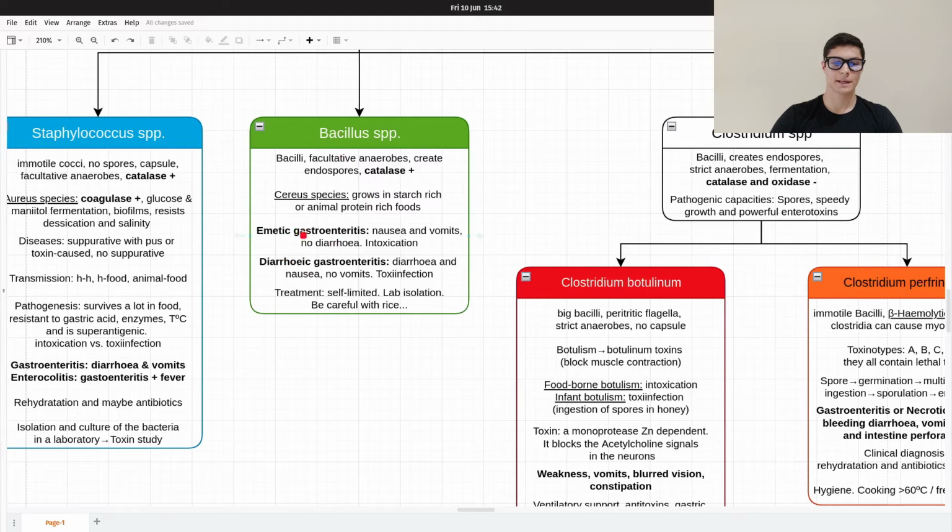It causes emetic gastroenteritis or diarrheic gastroenteritis. The emetic one is nausea and vomits, no diarrhea, and it's because of the intoxication, which is the poisoning. And the diarrheic gastroenteritis has diarrhea and nausea, no vomits, and it's a toxic infection with the infection of the bacteria. The treatment is self-limited and lab isolation, and be careful with rice.